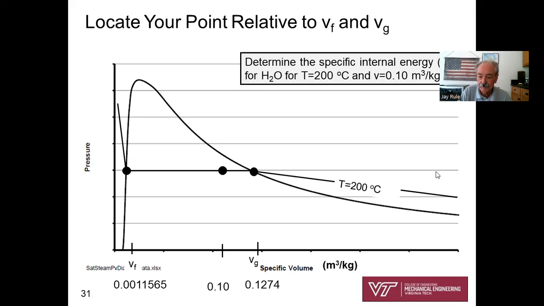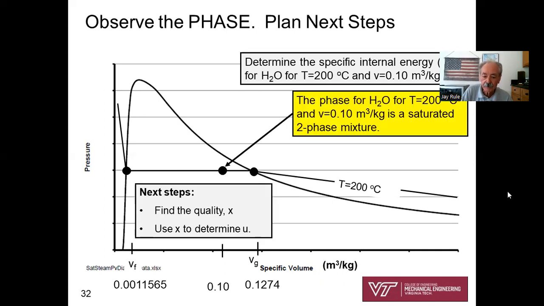What we discovered here is that the phase of our state is a saturated mixture. So there are some additional steps we've got to do. We've got to find the quality X. Once we have X, the quality, some number between 0 and 1, or between 0% and 100%, then we'll do the math to determine U. So let's continue on and work on the quality.